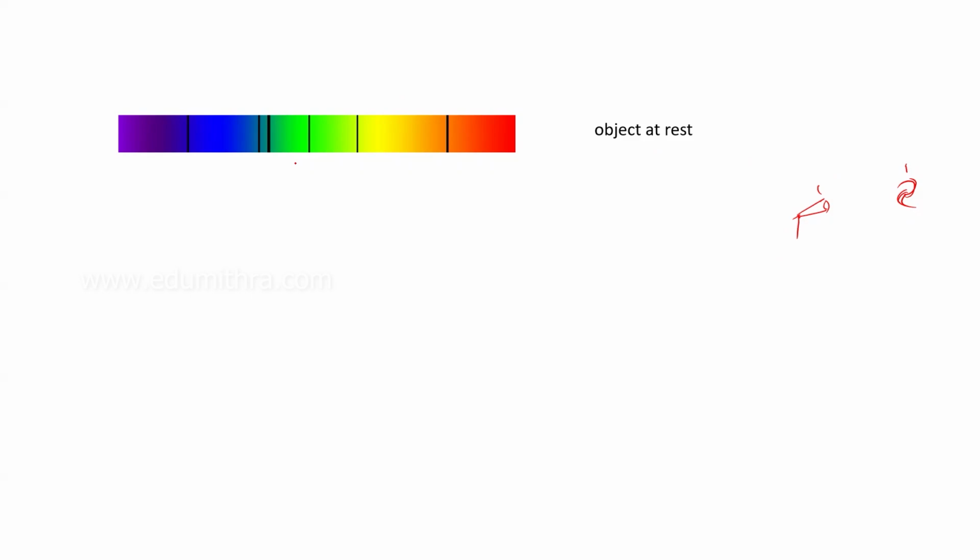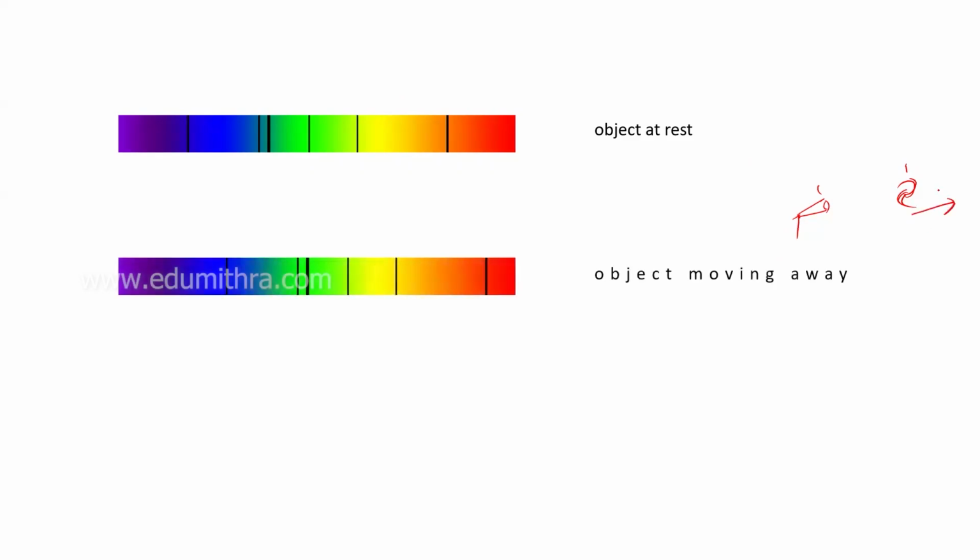Now suppose this galaxy is moving away from us, what will happen? You can see that the background colors have not changed, but with respect to that background, all these lines are shifted a bit towards the red side. It was supposed to be here, but it's shifted to the right side. When the object is moving away, the spectral lines will be shifted towards the red side, and that shift is called the red shift.